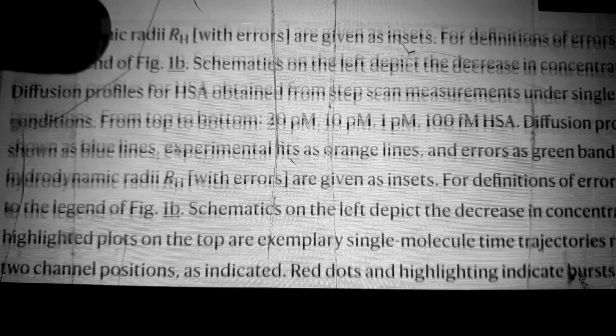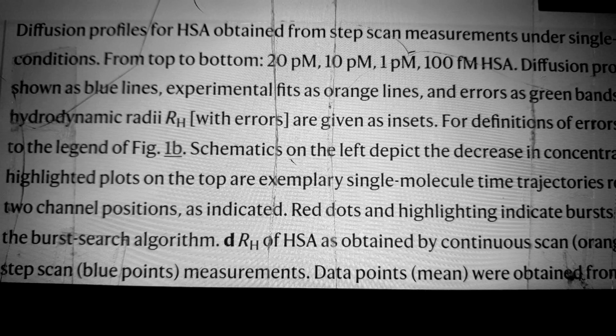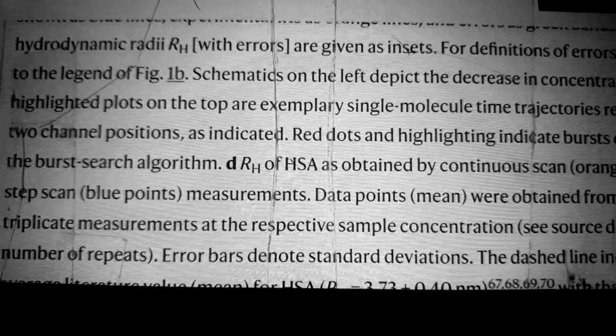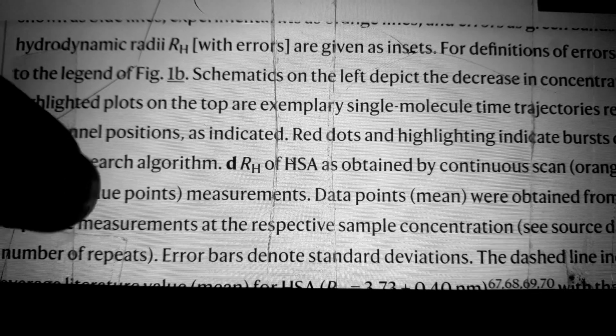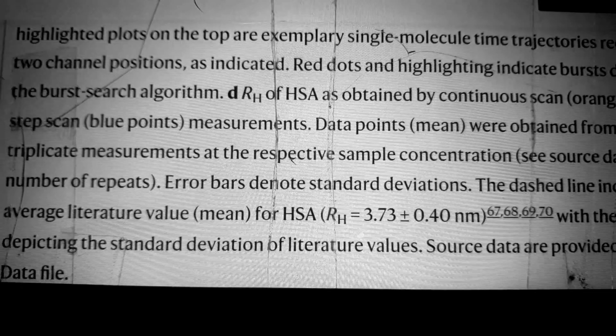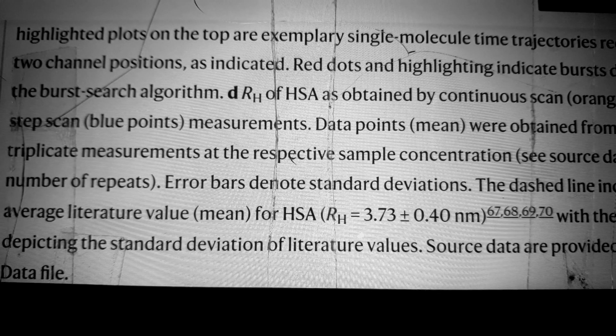Diffusion profiles for HSA obtained from step scan measurements under single molecule conditions. Top to bottom, diffusion profiles are shown as blue lines, experimental fits as orange lines, and errors as green bands. Extracted hydrodynamic radii are given as insets. For definition of errors, please refer to the legend. Schematics on the left depict the decrease in concentration. The two highlighted plots on the top are exemplary single molecule time trajectories recorded at two channel positions as indicated.